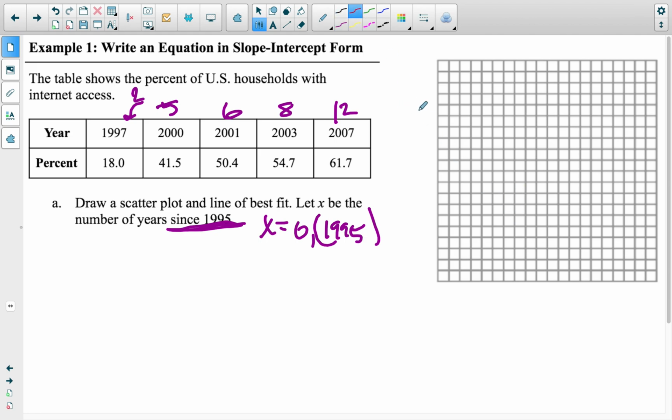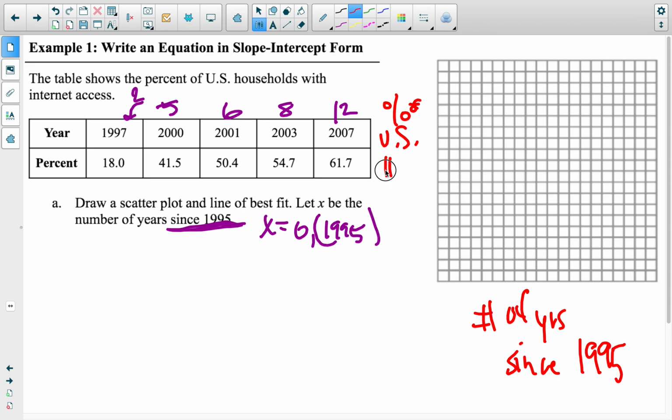Okay, so first thing we're going to do is label these axes. So let's let our x-axis be the number of years since 1995. And then let's let our y-axis be percent of U.S. households. I'm going to abbreviate that as HH with internet.